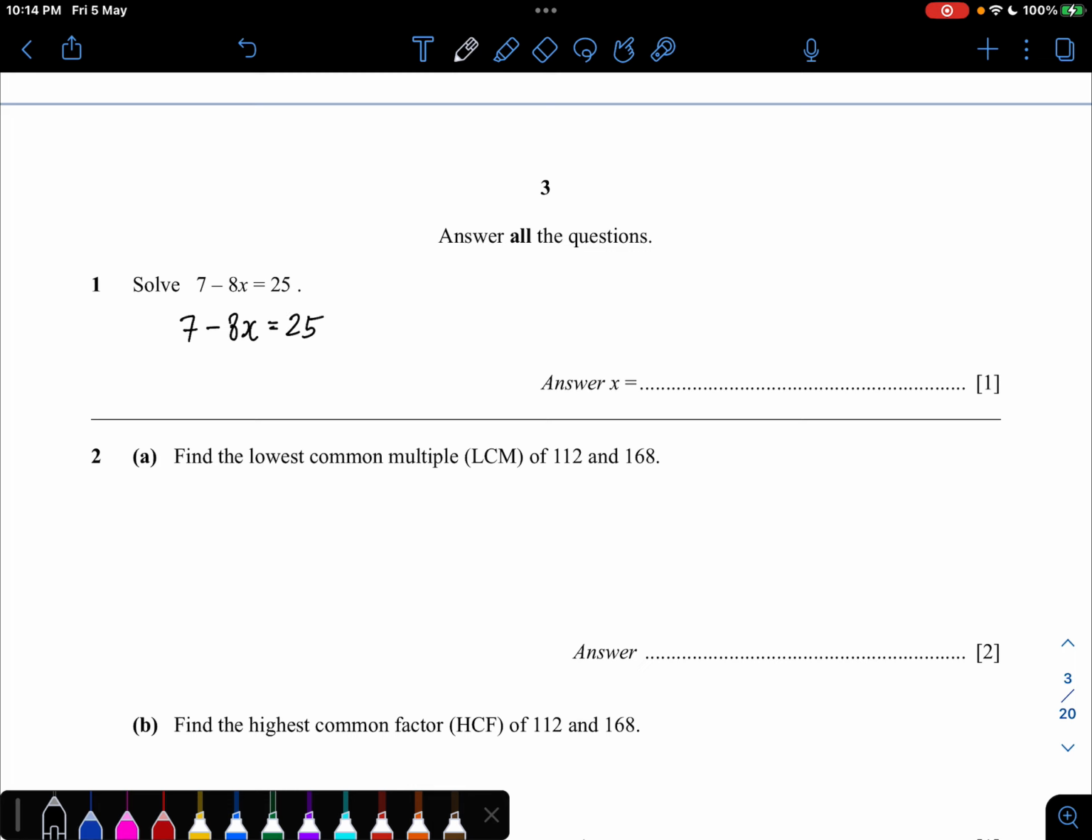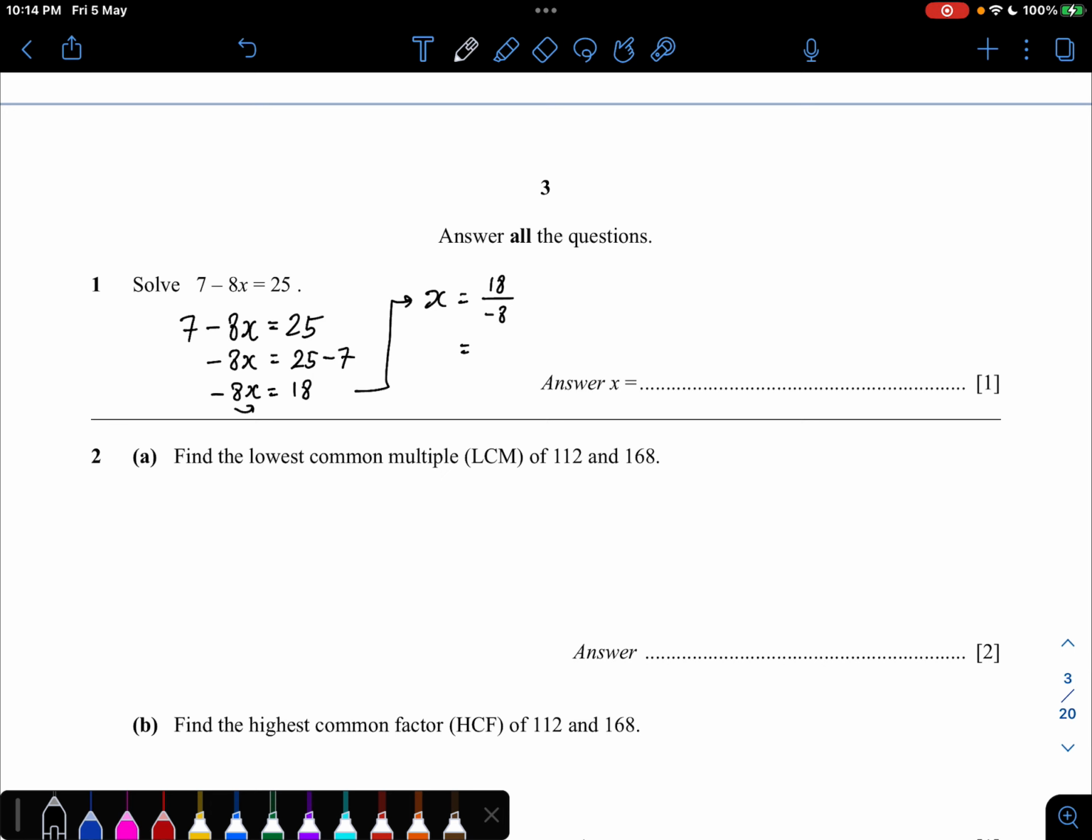I need to make x the subject, essentially. So I bring the 7 over. Positive 7 brought over becomes minus 7. This simplifies into 18, but it's a negative 8x. So to solve for x, I have to bring the working over. You just divide by negative 8, because there's negative 8 times x.